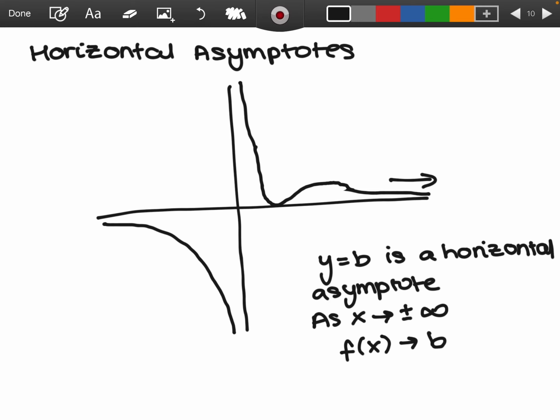There are 3 cases that we have to deal with for horizontal asymptotes that you'll have to remember. And it all depends on the degrees of the polynomials in your numerator and denominator. Okay. So let's say that you have f of x is equal to some polynomial p of x divided by another polynomial q of x. Okay.